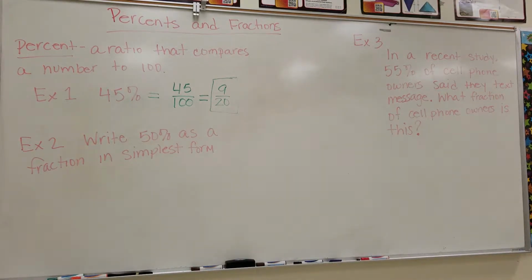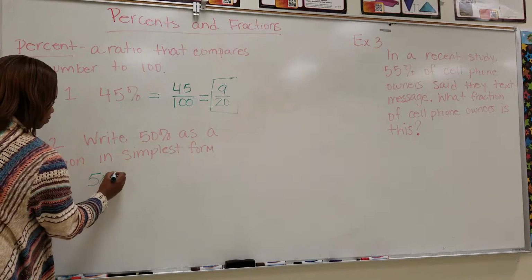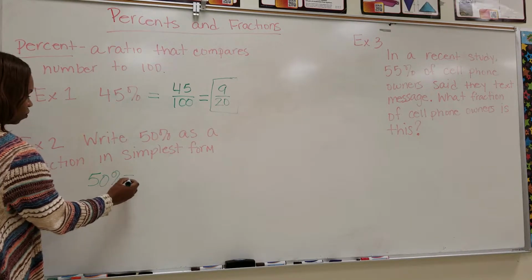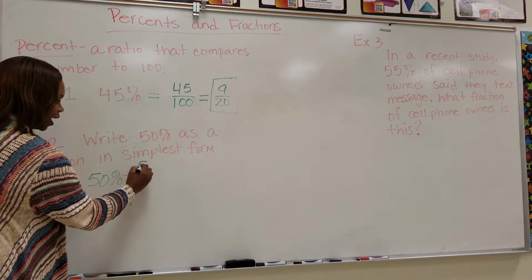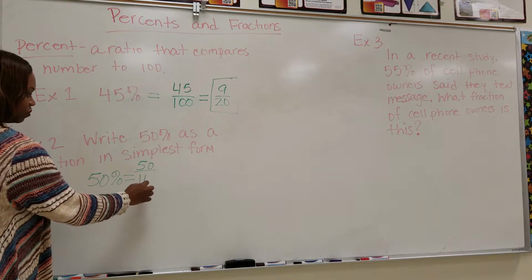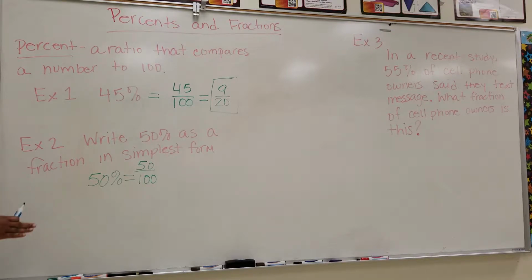Number 2. Write 50% as a fraction in simplest form, okay? Again, we have our 50%. And they want us to write it as a fraction. So we're going to take this number 50 and put it as our numerator. And we're going to take 100 because that's the maximum percentage and put it as the denominator. From here, we can reduce.